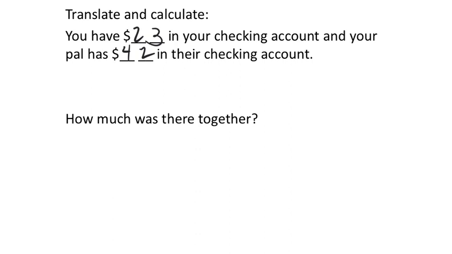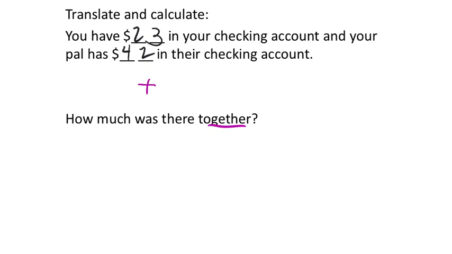So you have $23 in your checking account. You gave your pal more money on this one, whatever. And your pal has $42 in their checking account. How much do you have together? So this one says together, meaning you've got your money and your pal has their money. We're going to put them together, which indicates that we are looking at an addition problem. So I'm just looking at the translation now.